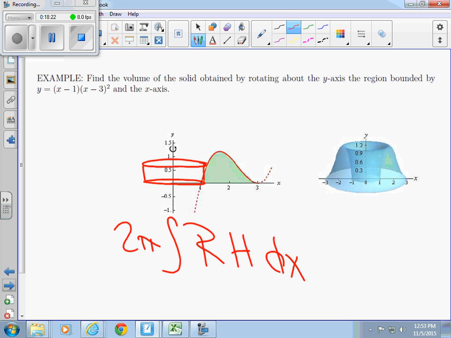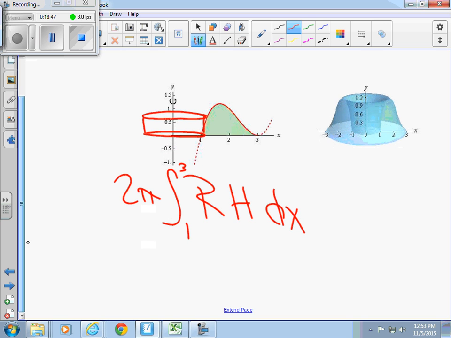For the region, you always do the endpoints of the region. So what are the endpoints of this region? 1 to 3. It is tempting to want to go from 0 to 3, but you would end up picking up that curve that goes below the x-axis, which you don't want to do. You only want that 1 to 3. The radius is x. Does everyone see how I get that?